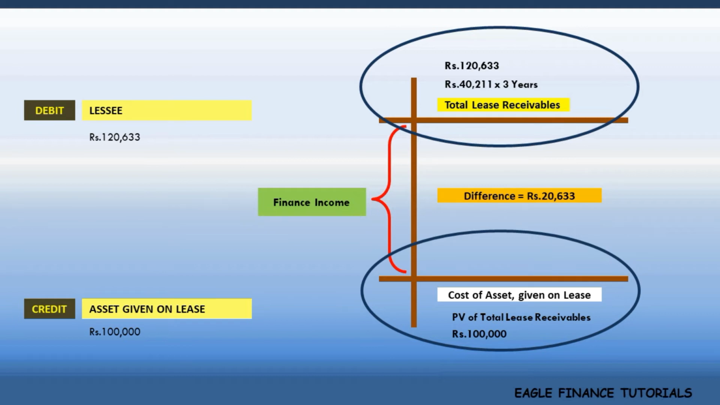Finally, we credit the unearned finance income to park the total amount of finance income that is going to accrue throughout the lease term. This is the total of finance income that is not yet recognized as revenue. The entry looks like this.